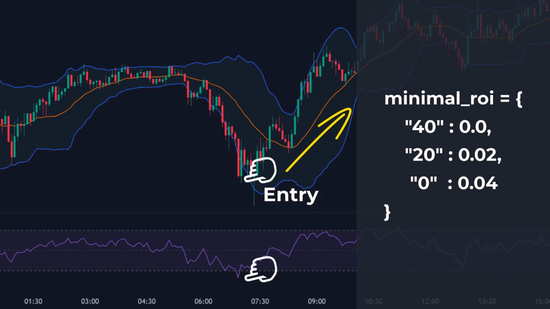The trading strategy sequence is as follows. Start with a goal to sell at a 4% profit. This aims for substantial gains if the market is favorable. After 20 minutes, shift to a conservative approach.